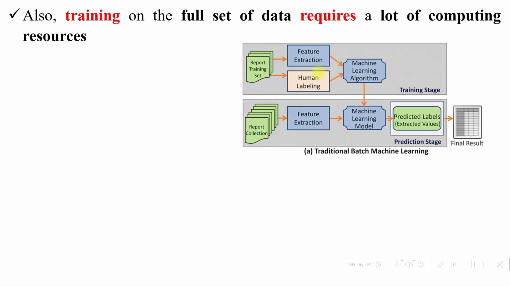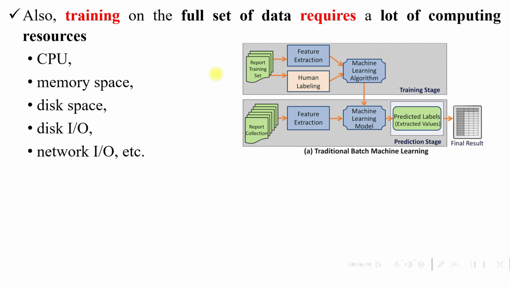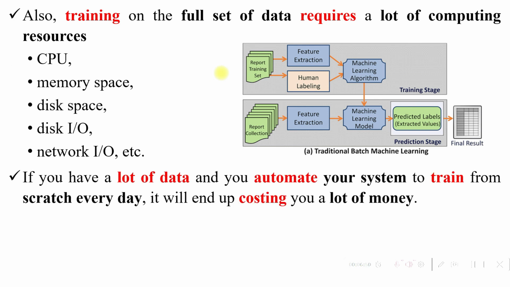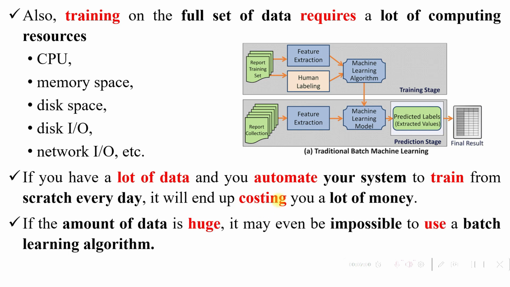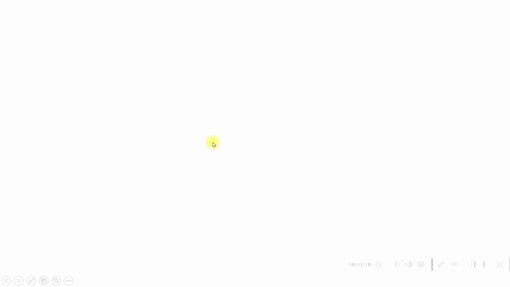Training on the full set of data requires a lot of computing resources like CPU, memory space, disk input output, network input outputs, etc. So if you have a lot of data and you automate your system to train from scratch every day, it will end up costing a lot of money. If the amount of data is huge, it may even be impossible to use a batch learning system.